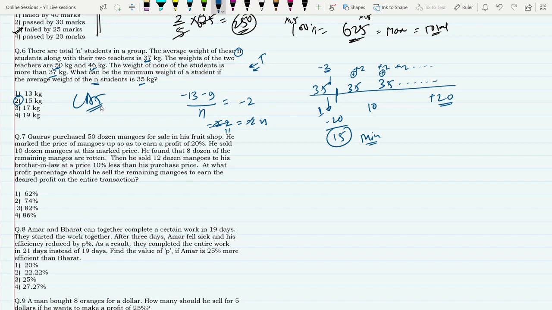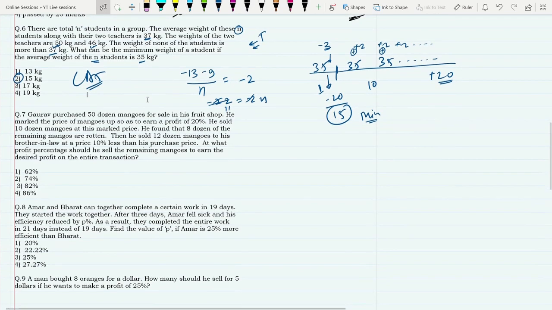Gaurav purchased 50 dozen mangoes for sale in his fruit shop. He marked the price of mangoes up so as to earn 20% profit. Gaurav is a very reasonable person. He wants to make 20% profit. He sold 10 dozen mangoes at the marked price. He found 8 dozen of the remaining mangoes were rotten. He sold 12 dozen mangoes to his brother-in-law at a price of 10% less than the purchasing price. When somebody sells at a lower price than purchasing, they are taking a loss. At what profit percentage should he sell the remaining mangoes to earn the desired profit on the entire transaction?